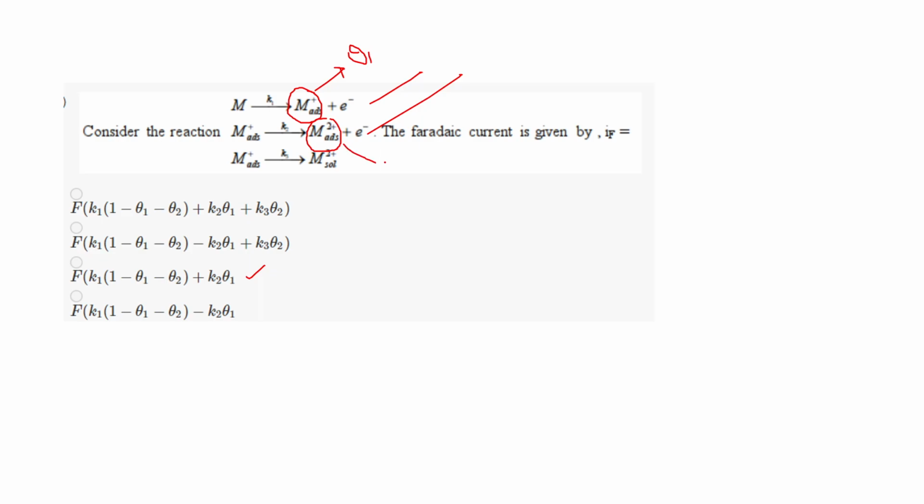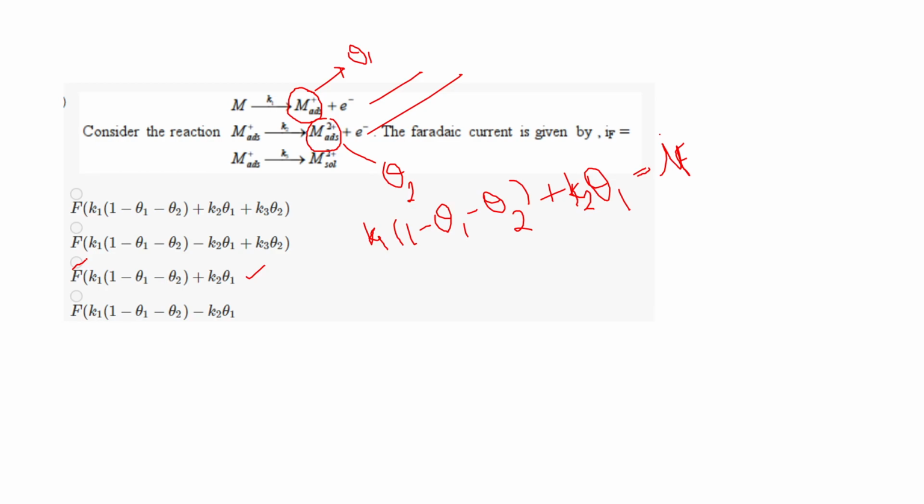and M adsorb 2 plus occupies theta 2, I can say the Faraday current is K1 into M, which will be the fraction of sites not occupied by adsorbed species, something like 1 minus theta 1 minus theta 2, plus K2. In the second step it is M adsorb plus, so it is K2 theta 1, equal to IF. The third step won't be contributing to current. So that's why this option is the correct answer. In which case would it be minus K2 theta 1, the fourth option?